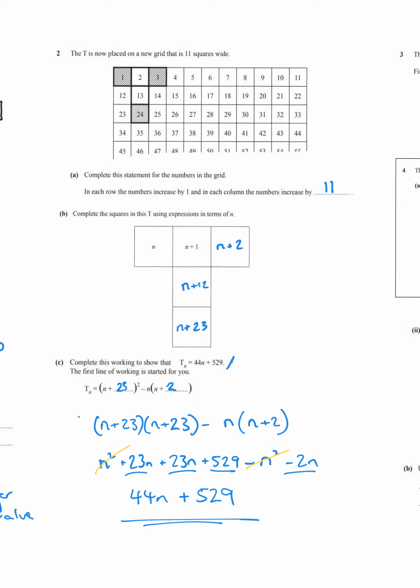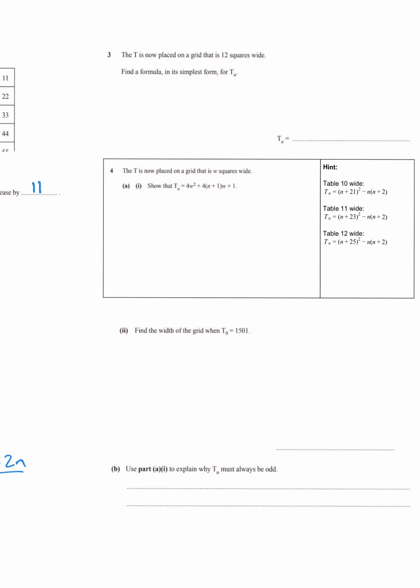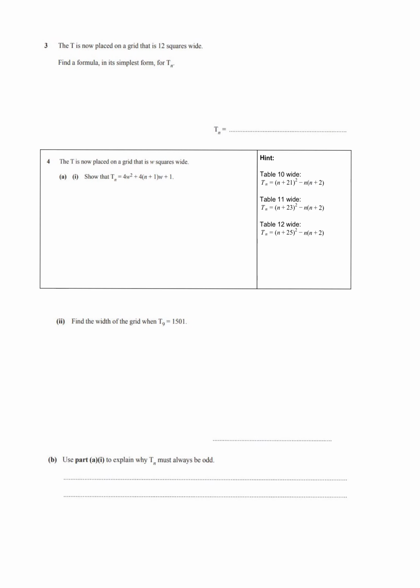So whenever you're asked to show something, you need to arrive at that, whatever that thing is, as your final answer. You can't start by using it. You've got to use the information you've got, and hopefully you'll arrive at that answer. And if you don't, that's a good trigger to know that you need to just try it again. Okay, question 3. We're nearly done now.